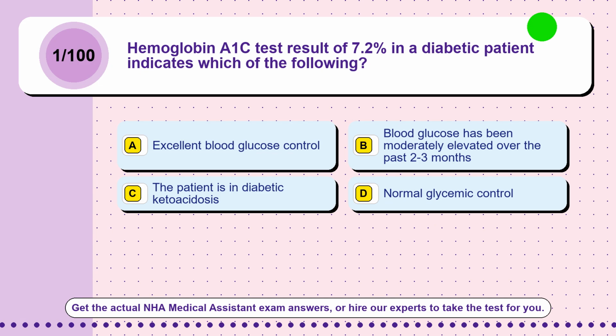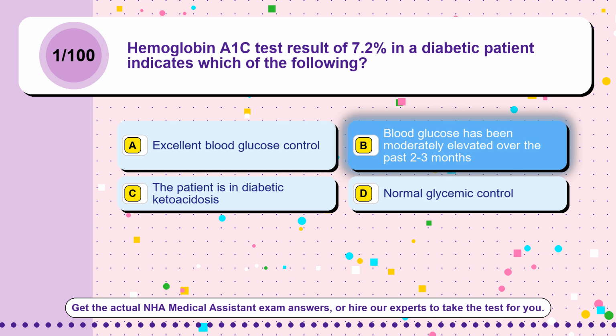Question 1. Hemoglobin A1C test result of 7.2% in a diabetic patient indicates which of the following? Option A, excellent blood glucose control. Option B, blood glucose has been moderately elevated over the past 2 to 3 months. Option C, the patient is in diabetic ketoacidosis. Option D, normal glycemic control. The correct answer is option B. Blood glucose has been moderately elevated over the past 2 to 3 months.